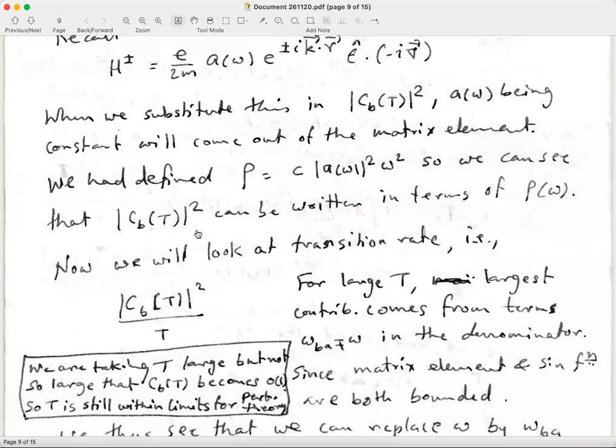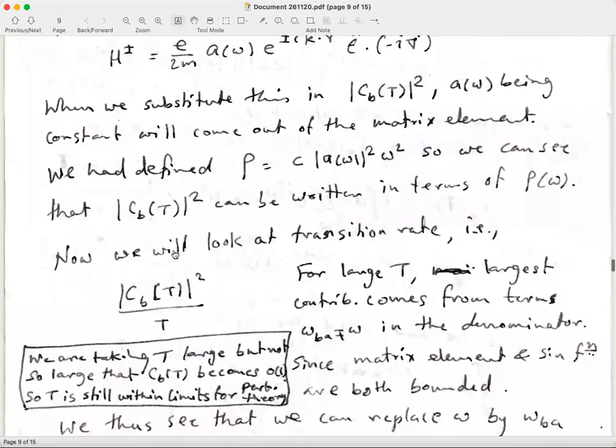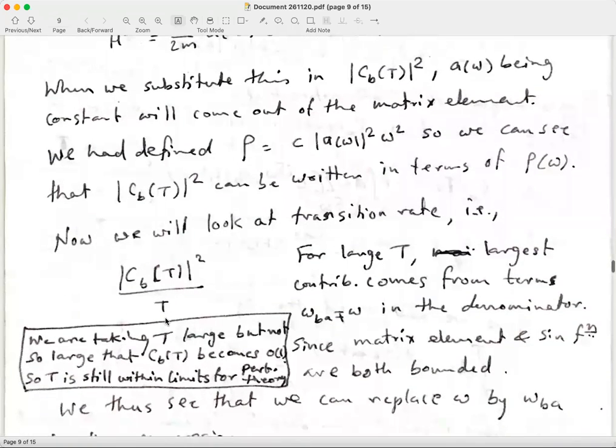What we want to actually look at is the transition rate. So we would divide this whole mod C_b(t) squared by the time over which the perturbation was turned on. Okay.